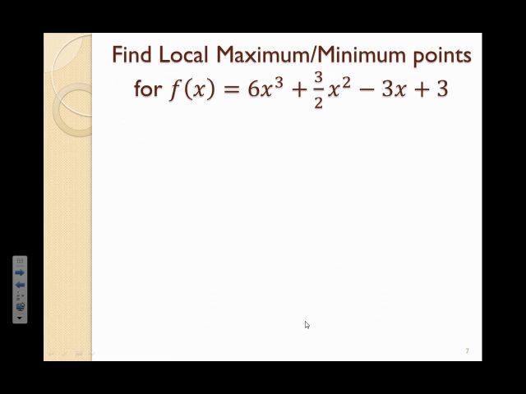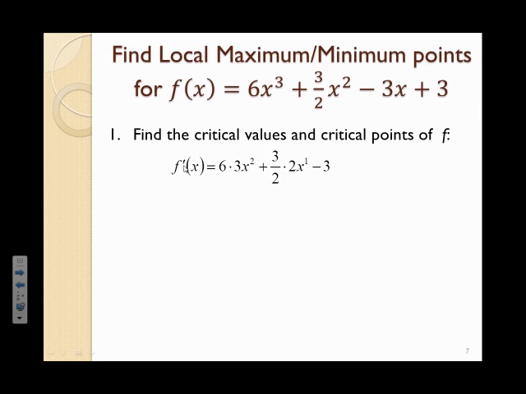Now, to find your local maximum and minimum points, we're going to start with this function here. The first step is simply to find the critical values, the critical points of your original function, f of x. So what we do is we calculate the first derivative, and of course, once we put it all together, it's going to be 18x squared plus 3x minus 3. And then we want to eventually set this equal to 0 and solve, and it would be easier to calculate if we factor a 3 out of here.